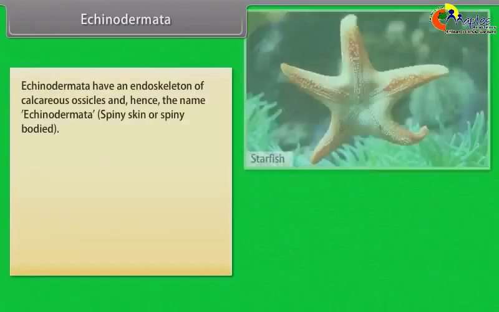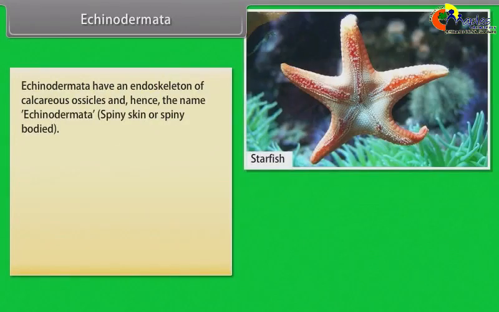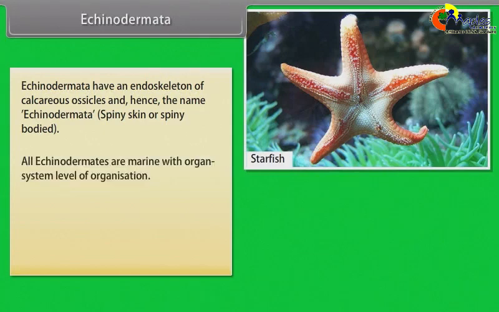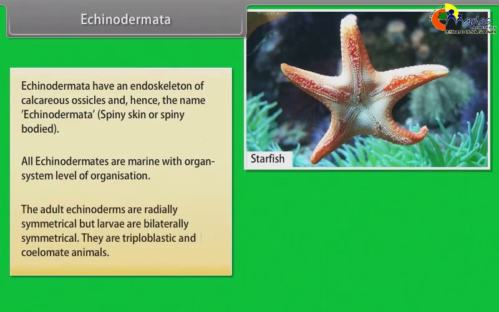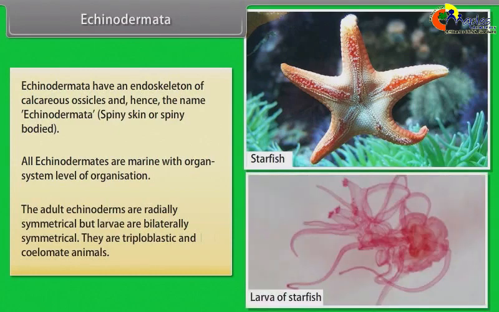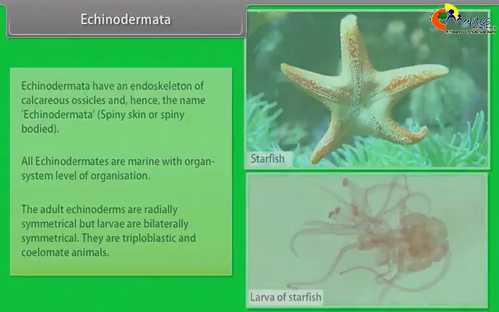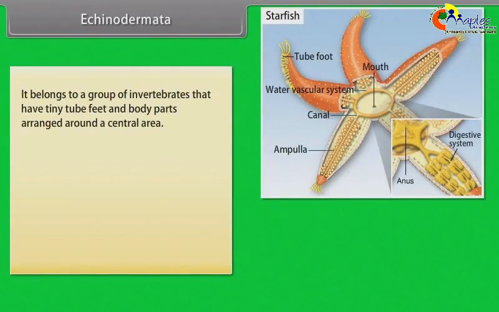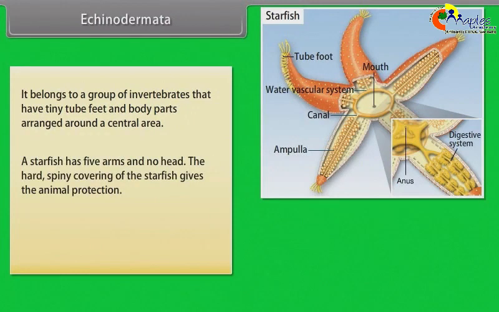Echinodermata. Echinodermata have an endoskeleton of calcareous ossicles and hence the name echinodermata, which means spiny skin or spiny bodied. All echinoderms are marine with organ system level of organization. The adult echinoderms are radially symmetrical, but larvae are bilaterally symmetrical. They are triploblastic and coelomate animals. They belong to a group of invertebrates that have tiny tube feet and body parts arranged around a central area. A starfish has 5 arms and no head.